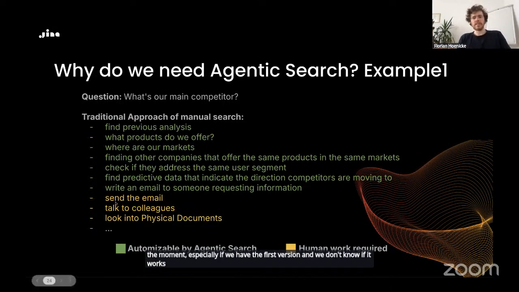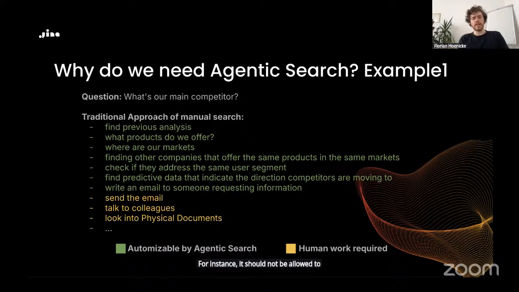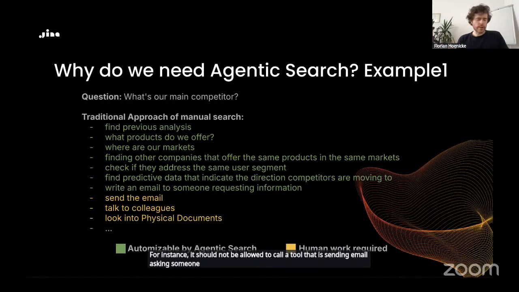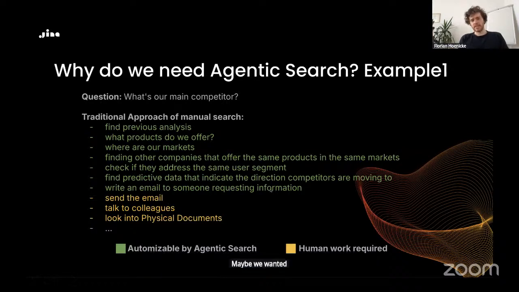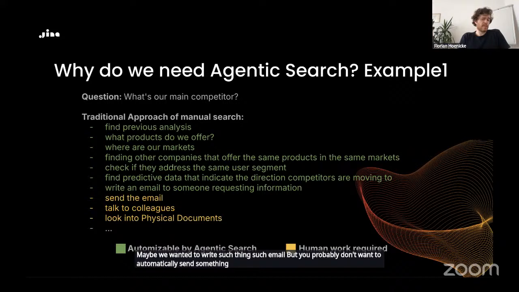Then there are certain things we want to prevent it from doing. For instance, it should not be allowed to call a tool that sends an email asking someone if they have certain ideas or insights into this comparative analysis. Maybe we want to write such an email, but you probably don't want it to automatically send something, because sometimes things go wrong, and we're still at the start of this AI era, and we want to put some guardrails.